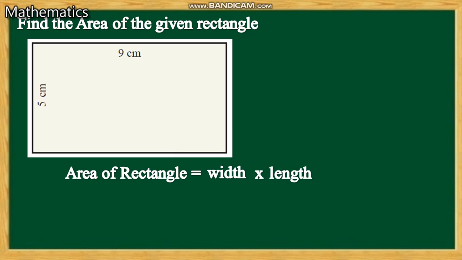How much is the width here? 5 centimeter. So it is equal to 5 into 9. How much is 5 into 9? It is equal to 45. 45 what? 45 square centimeter, not 45 jackfruit. 45 square centimeter.